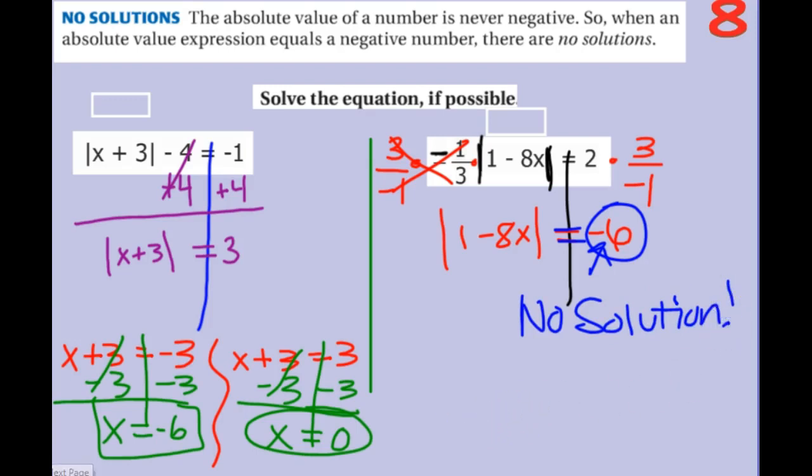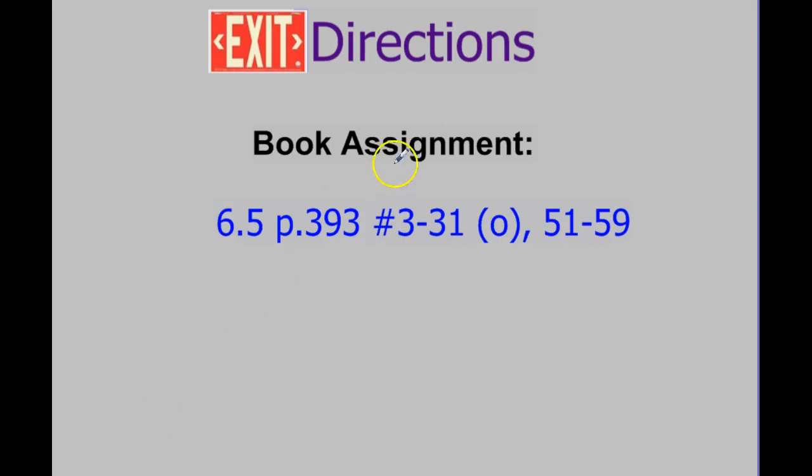Alright, your homework is out of the book. Go ahead, you will only have to do odds on this section, but then all of these ones. And these should be a review. Good luck.